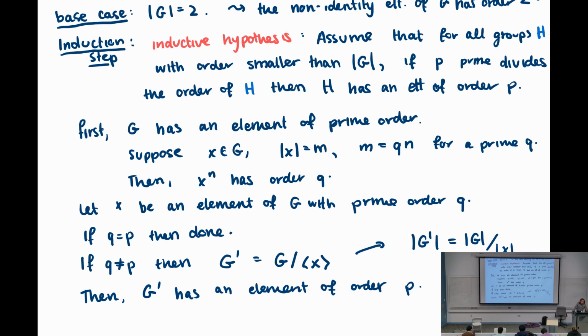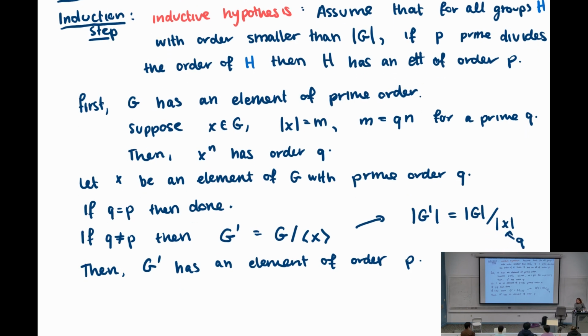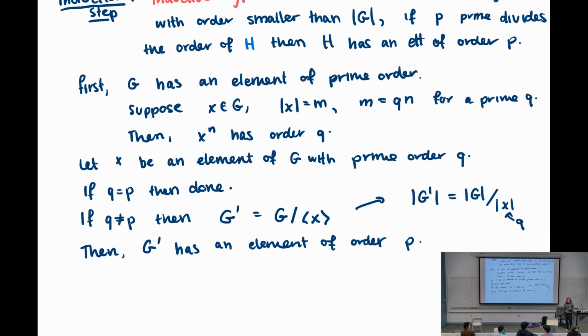Okay, we are unfortunately out of time, so we are one sentence away from finishing this proof, but we'll have to save that for next time. So next time we'll see how to use this element to get an element of G that has order P.